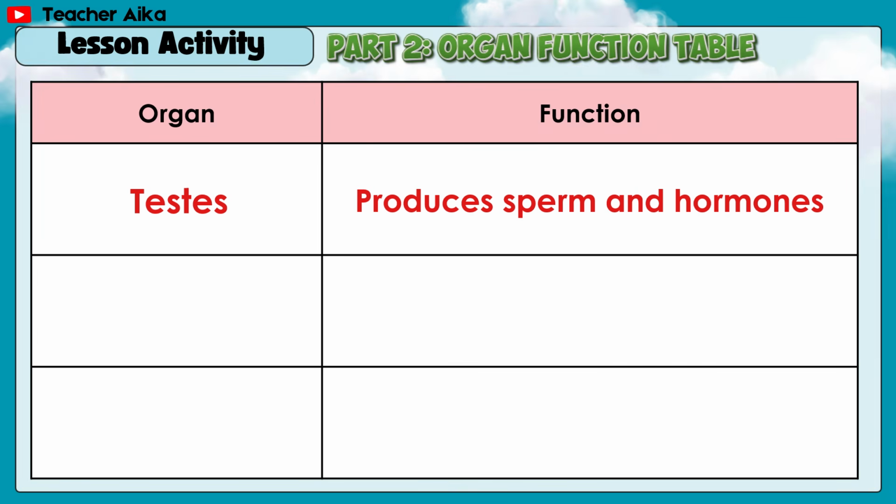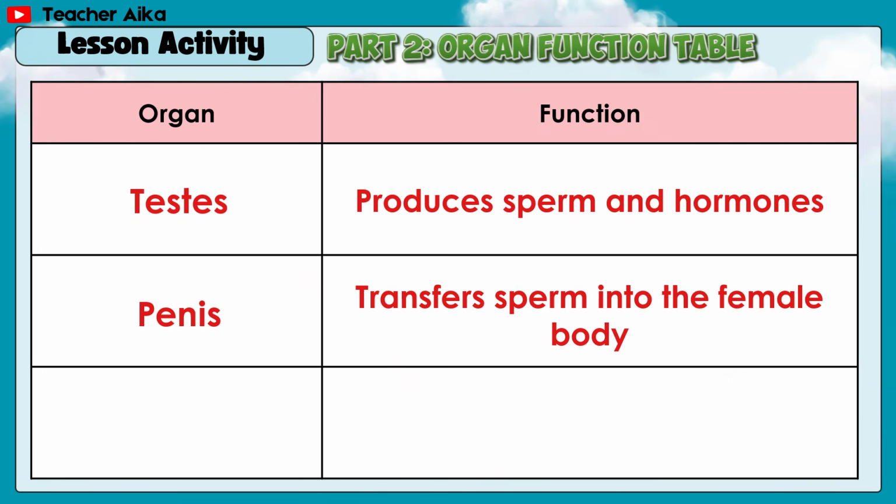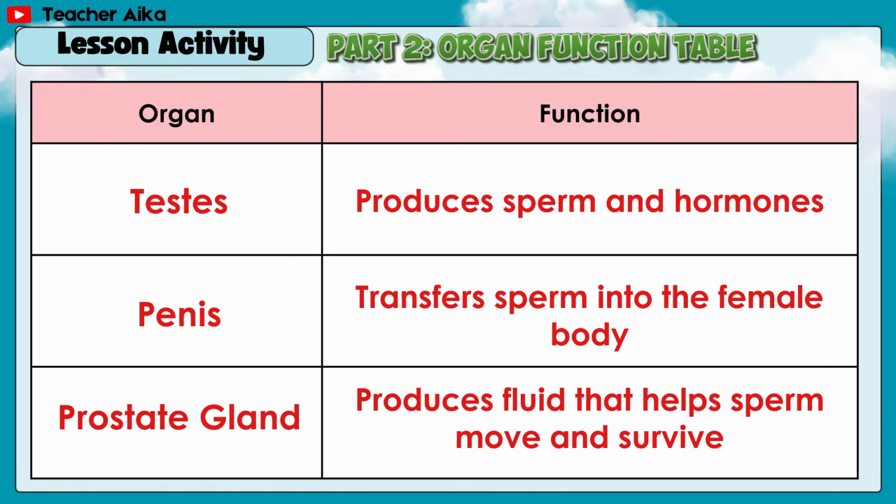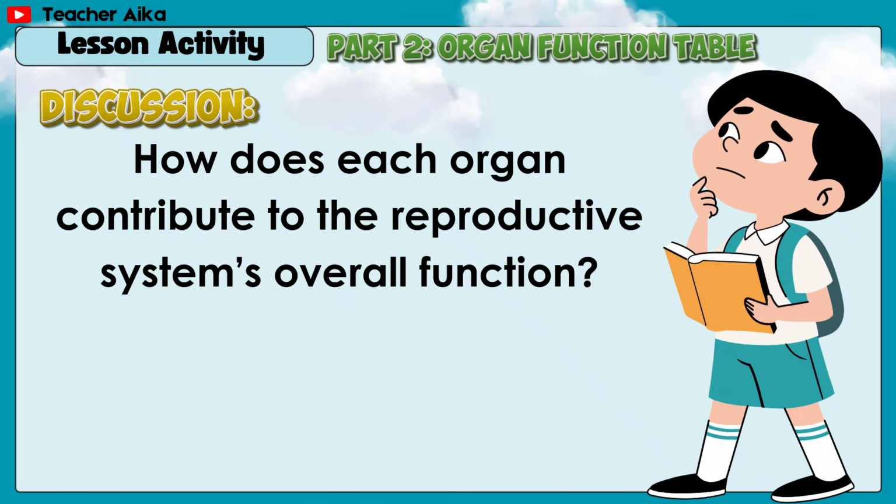Fourth, testes. Produces sperm and hormones. Fifth, penis. Transfers sperm into the female body. Prostate gland produces fluid that helps sperm move and survive.